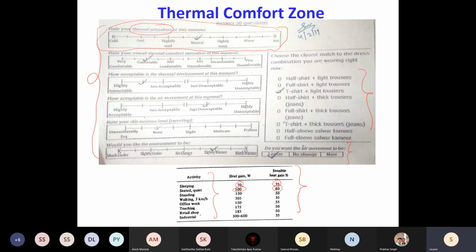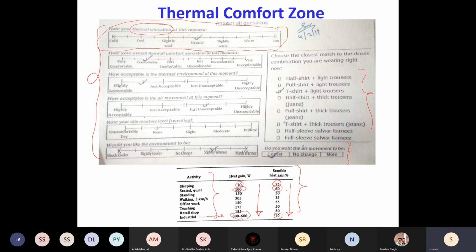And then if you go to the other extreme, let's say while you are working in an industrial environment, you are releasing 300 to 600 watts of energy. Okay, if you are carrying out exercise, working in a gym, it could even touch 1000 watts or even more, depending on the amount of activities you are carrying out. And you see, as the heat released by our body increases based on our physical activity, there is also a drastic shift in the sensible heat factor.